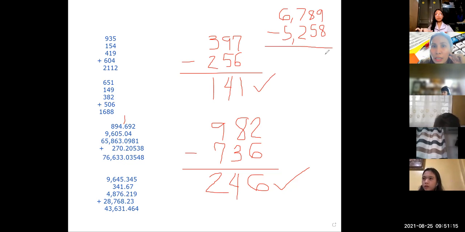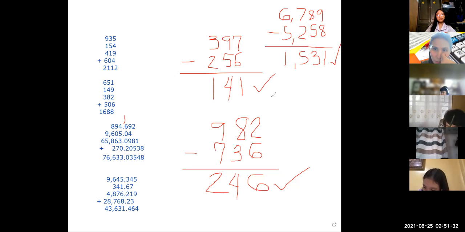Okay. 9 minus 8, we have 1. 8 minus 5, we have 3. 7 minus 2, we have 5. And 6 minus 5, we have 1. Okay, good. Now, let's move to number 4 on test 2.